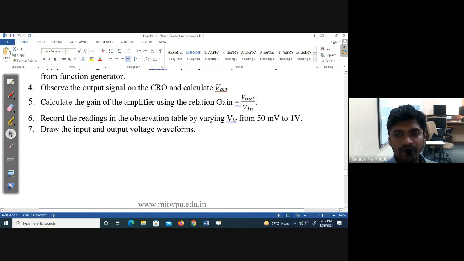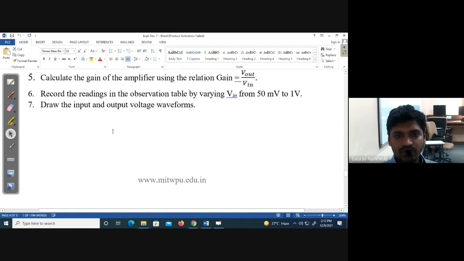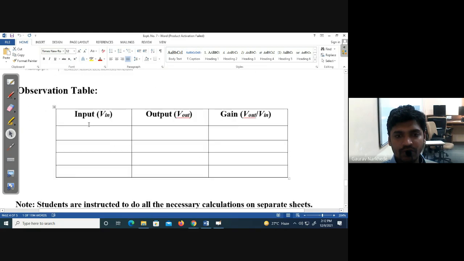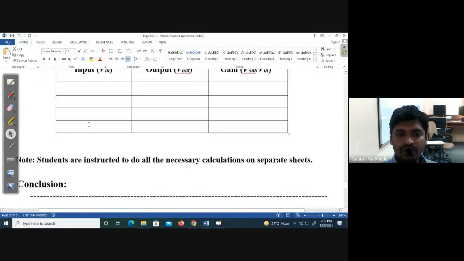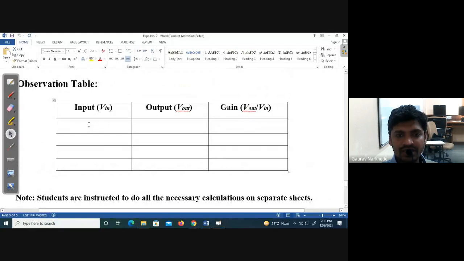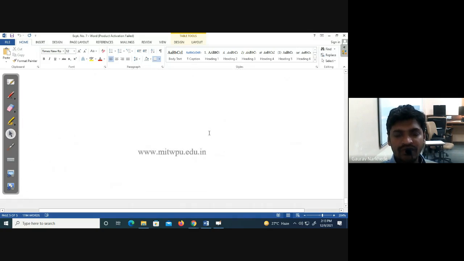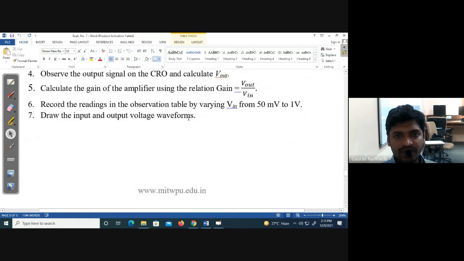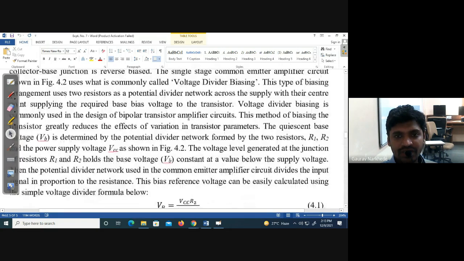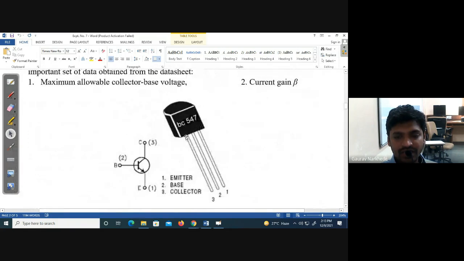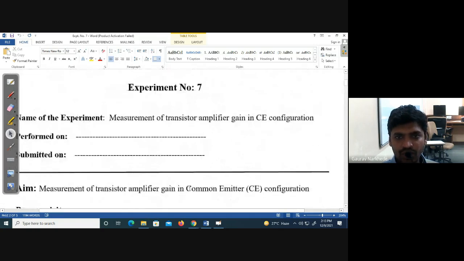Then we need to record the readings from 50 millivolts to 1 volt, and draw the input and output graph. So that's it, guys. This is a very simple observation table, just the values of input, output, and then gain. What's difficult in this is only the construction of the circuit. So let us have the circuit. We can construct the circuit on Tinkercad.